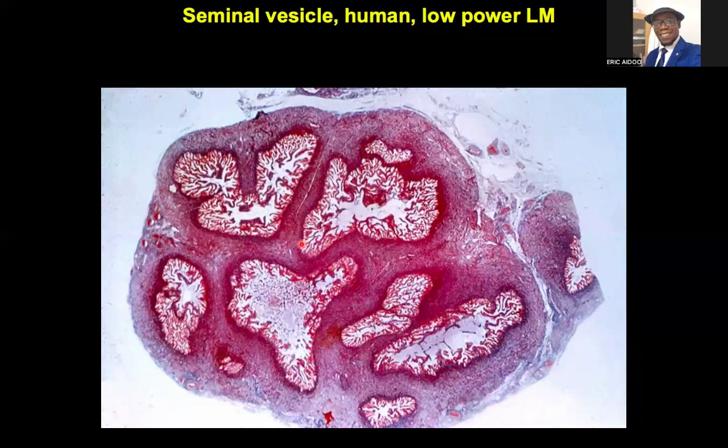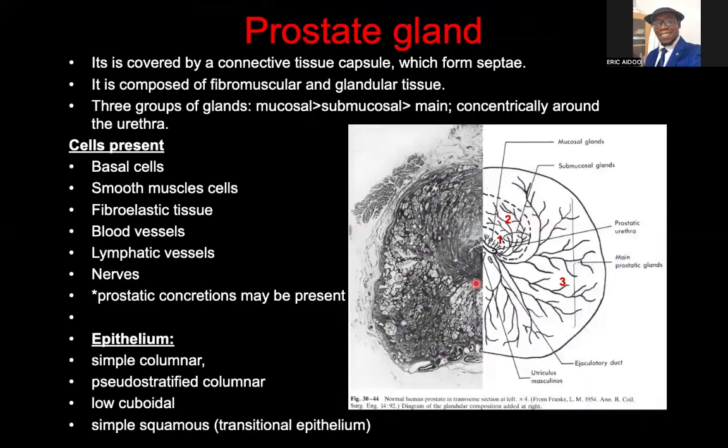This is how the seminal vesicle also looks. Very, very unique and beautiful as well. For the prostate gland, it is covered by a connective tissue capsule which forms septae penetrating the parenchyma. It is composed of fibromuscular and glandular tissue.